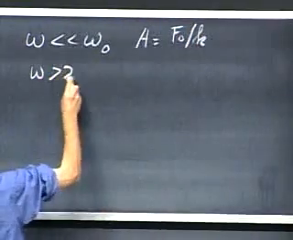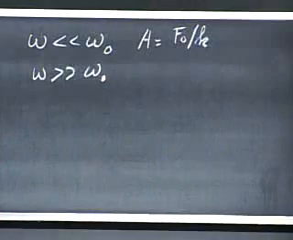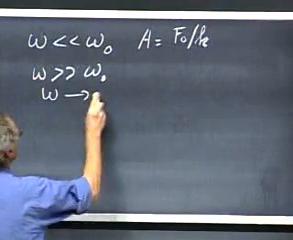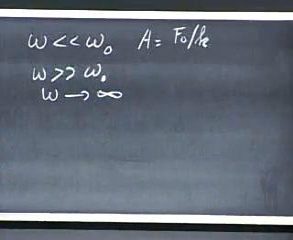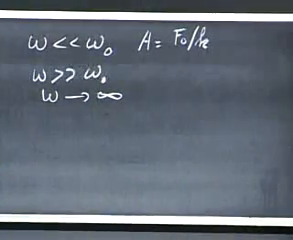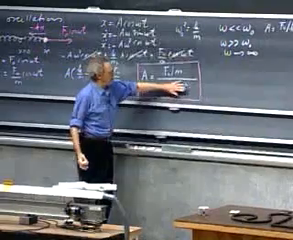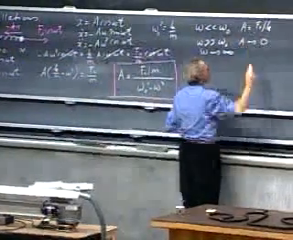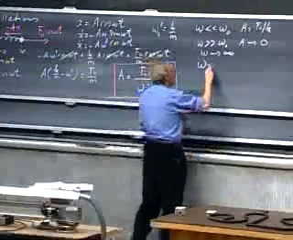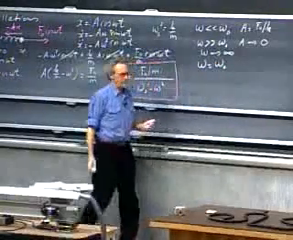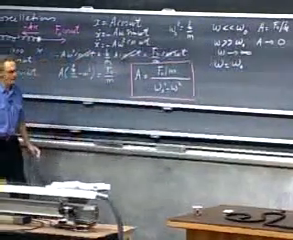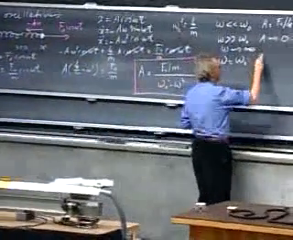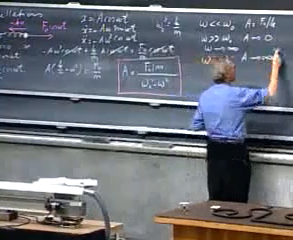If you go omega way above the natural frequency, or let's say omega goes to infinity, becomes very, very large, then downstairs becomes very, very large, so A goes to 0. But now what happens when omega is exactly omega 0? Then the system goes wacky. Look what happens. The downstairs becomes 0, and the amplitude goes to infinity. And that's what we call resonance.